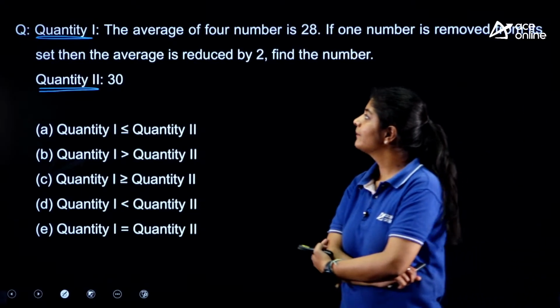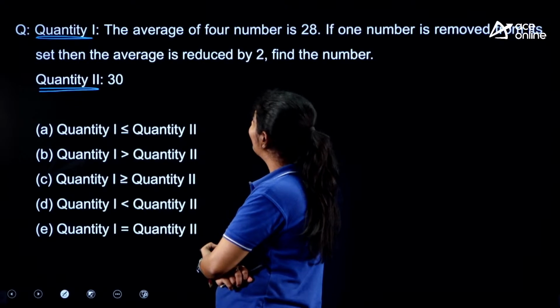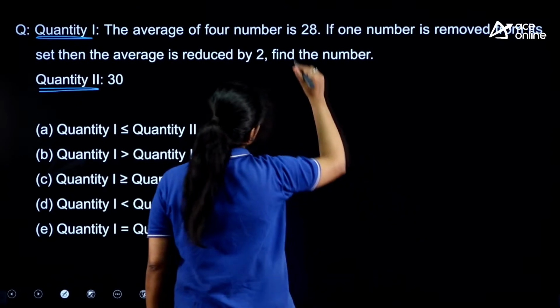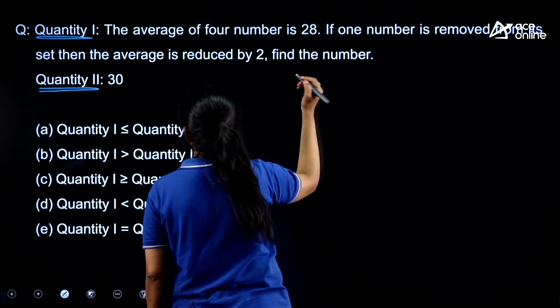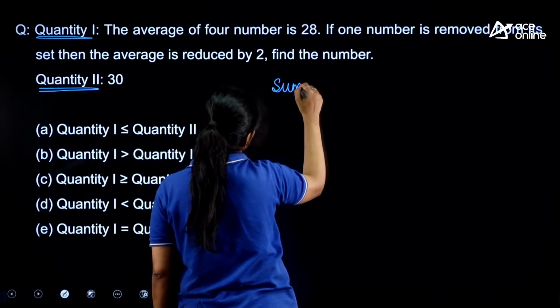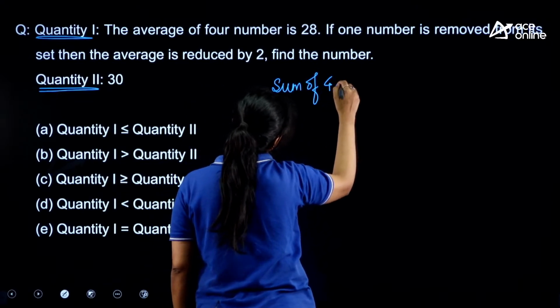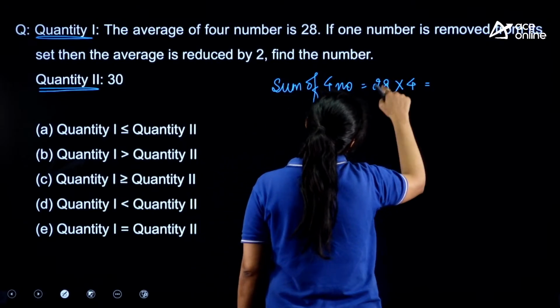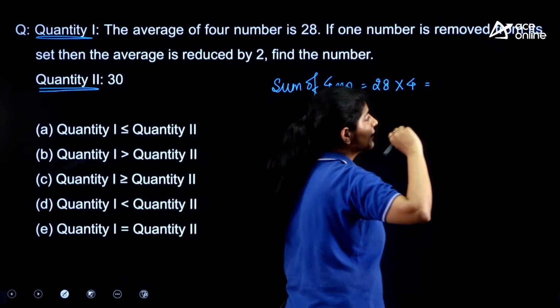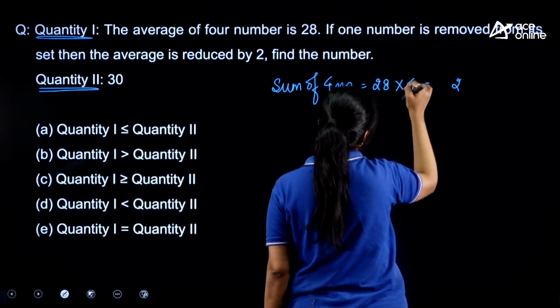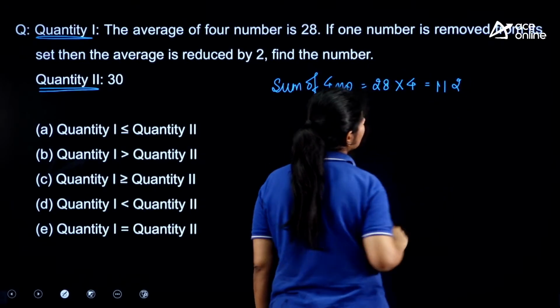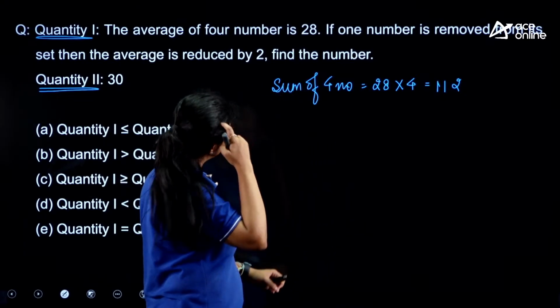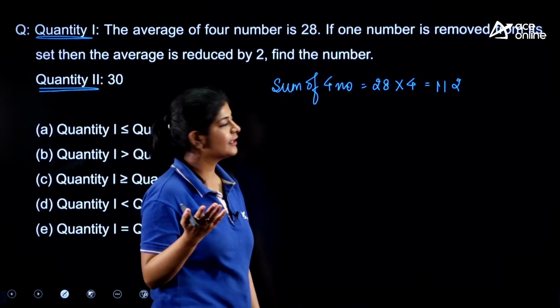Okay, let's start. First one, the average of 4 numbers is 28. So we can say that if we have to find out the sum of 4 numbers, that is nothing but 28 into 4. So 8 into 4, that is 32. So 3 is carry forward, 8 and that is 11. So the sum of 4 numbers that we are having in this condition is 112.